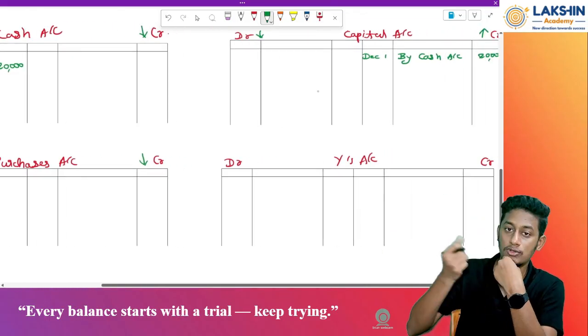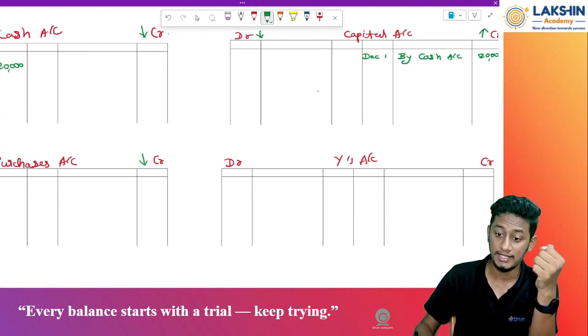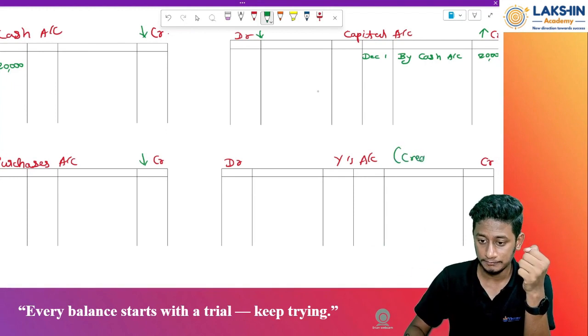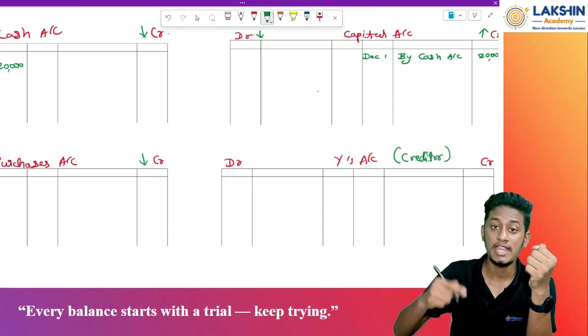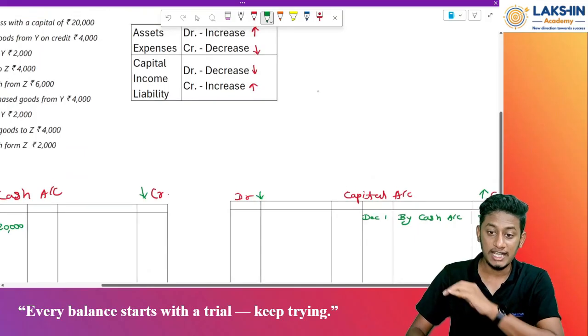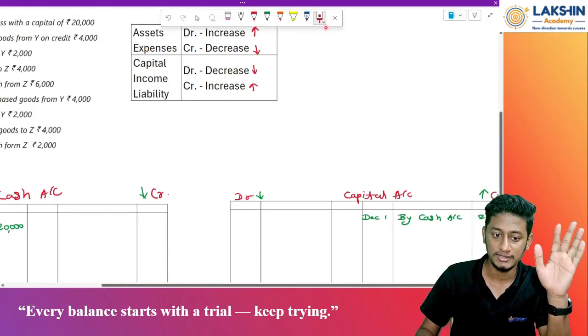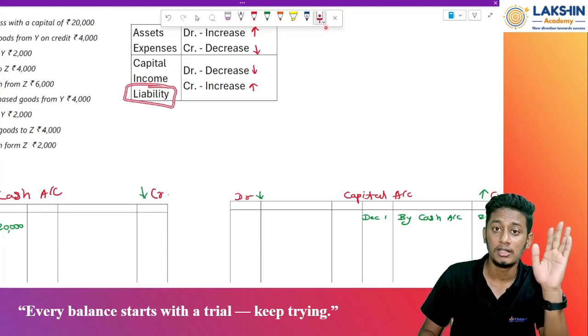I have purchased goods from Y. So is he my debtor or creditor? He is my creditor, because I have to pay him on a future date. Right? So, what are creditors categorized as, out of the 5 heads? It is a liability, sir.